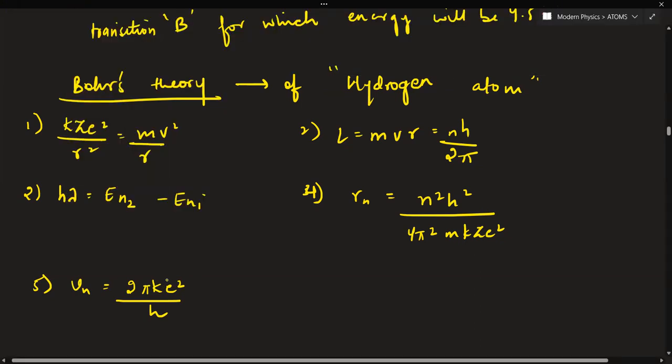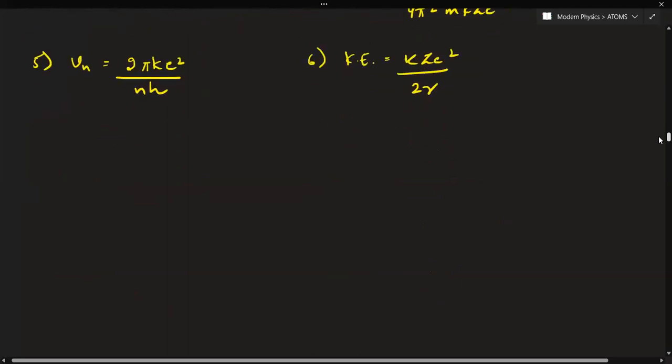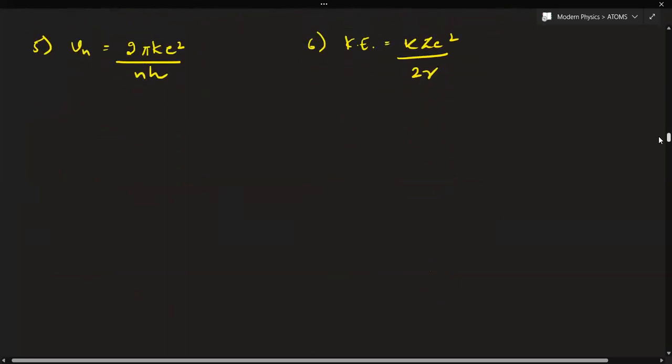2 pi k e square divided by nh. This is the velocity. Then your easy formula for kinetic energy, you have kze square divided by 2r. Now see, regarding kinetic energy, total energy and potential energy, you have to keep all the formulas in mind because all are connected. Then kinetic energy, so potential energy, just eliminate this r and put a negative sign, means minus kze square divided by r.